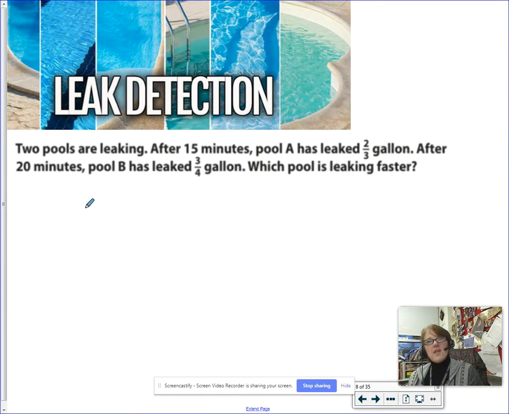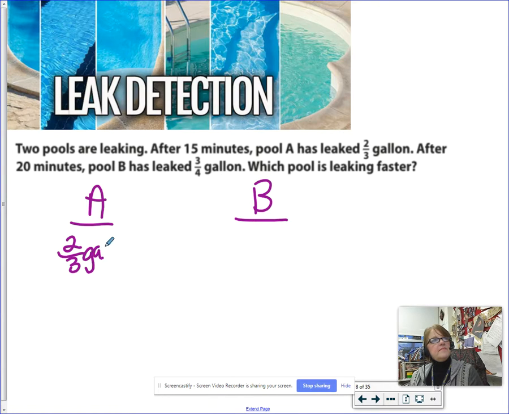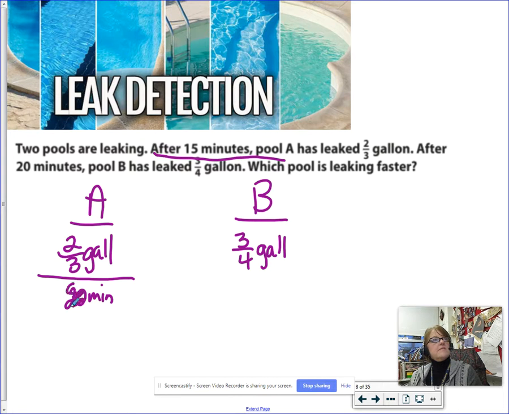All right, we've got 2 pools that are leaking. Yikes. If you have a pool, you know that it can get tricky if something happens to the liner. So here we are. We have pool A and you have pool B. Pool A has leaked 2/3 of a gallon per 20 minutes. Pool B has leaked 3/4 of a gallon. Oh, wait. I'm reading this wrong. Sorry. After 15 minutes. This one's 15 minutes. Pool B, it's after 20 minutes.